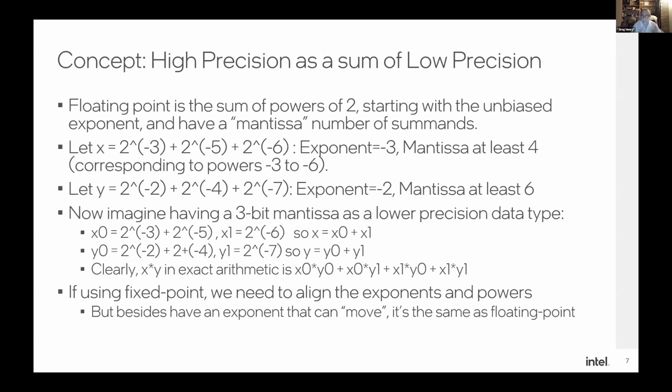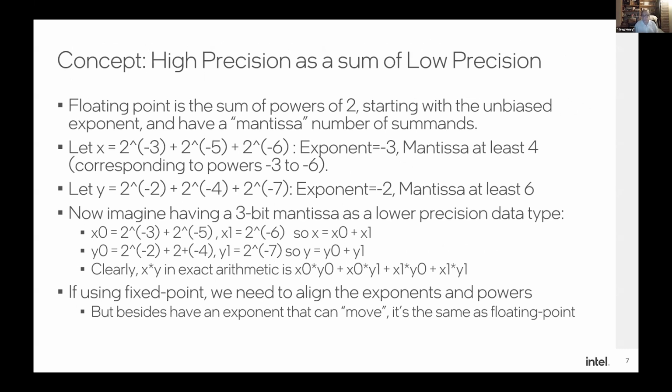So the concept in this talk, or what's going on here, is that high precision can be written as a sum of low precisions. And really, if you look at floating point, all it is is a sum of powers of 2. And there's an exponent, which is the highest power of 2 that it has, and then the mantissa, which is the number of bits it's tracking.